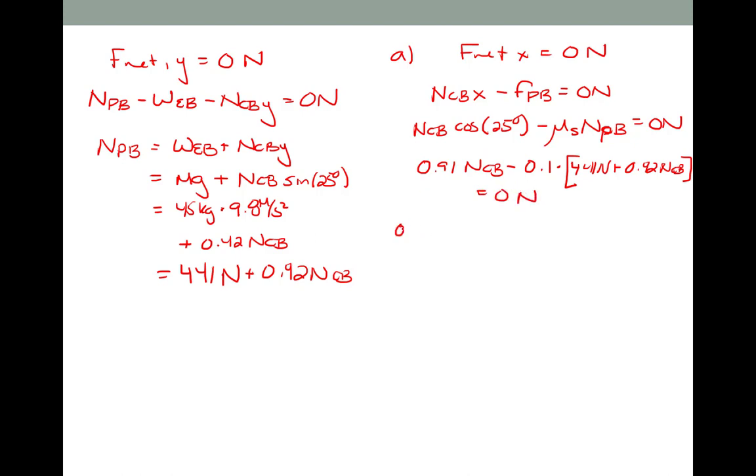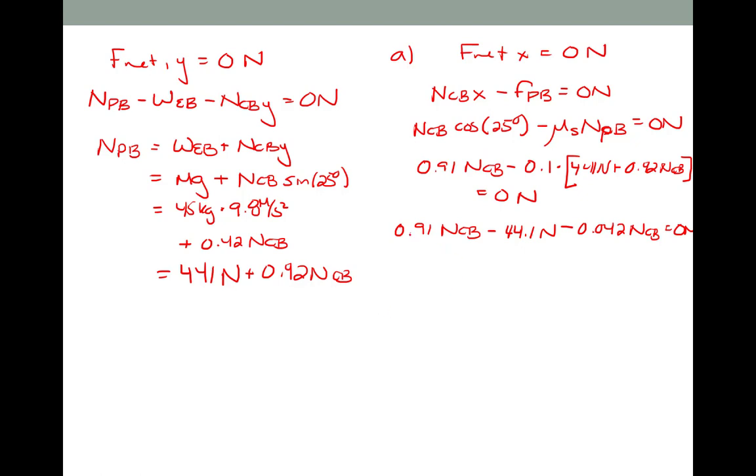Okay, so multiplying that out, I have 0.91 times N_CB equals 0.1. I don't want an equal sign. Sorry, I want a minus sign. 0.1 times 441 is 44.1 newtons. Distributing the minus sign in, I get 0.1 times 0.42. And 0.1 times 0.42 is 0.042 times N_CB, and all of that has to equal 0 still.